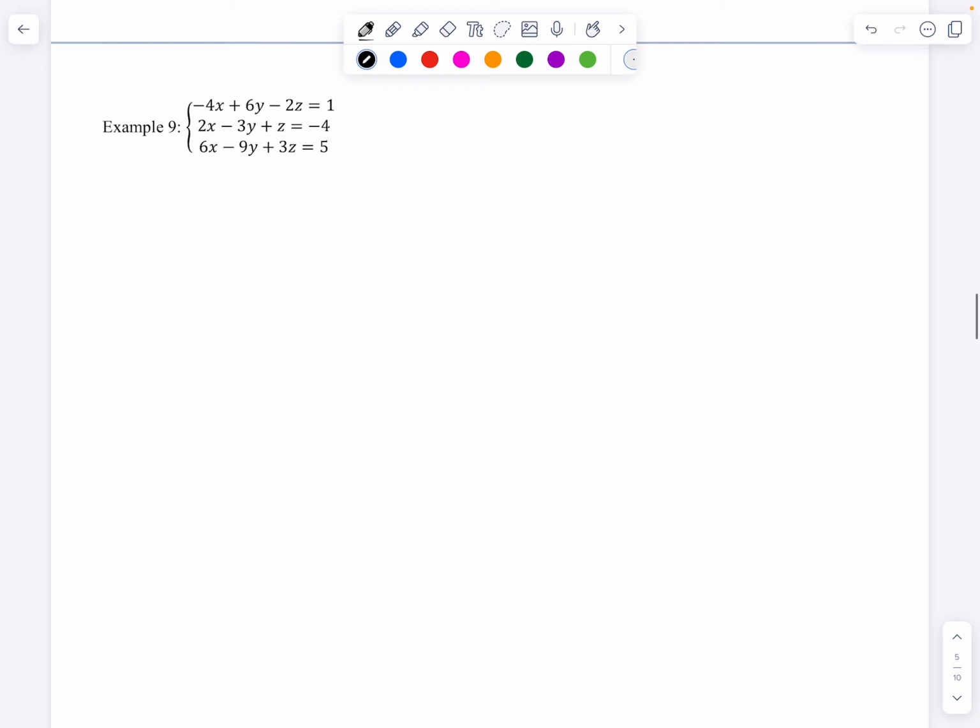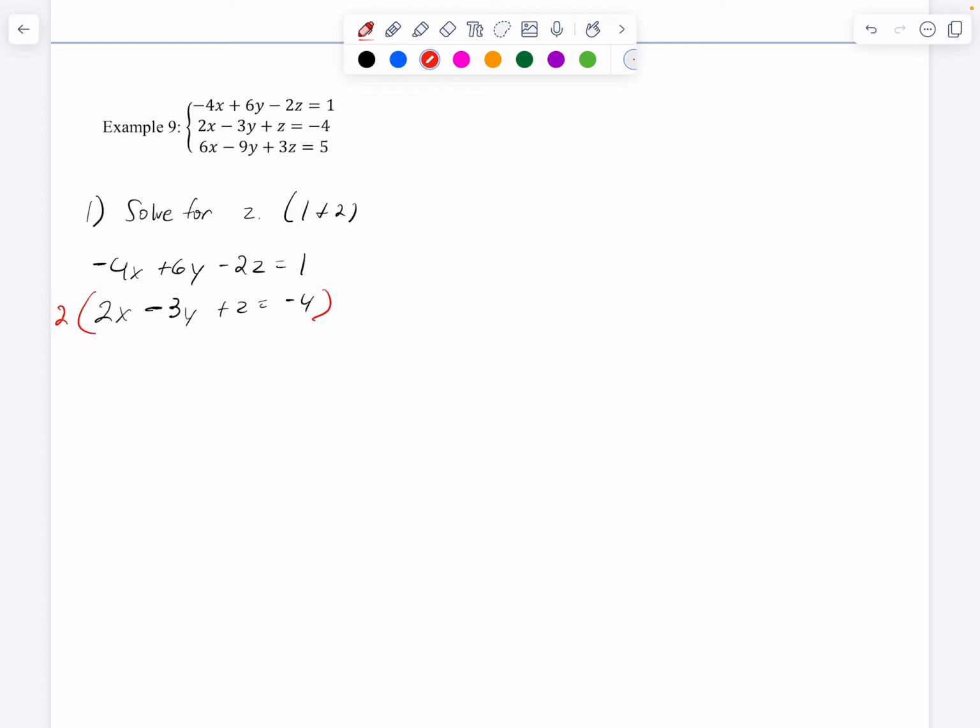Two more. Example 9. All right, so solve for z. We have, using the first two, negative 4x plus 6y minus 2z equals 1. Copy down the second one. I'm going to multiply the second equation by 2, which will give me opposites. So 4x minus 6y plus 2z equals negative 8. And I'm going to go ahead and add. And when I eliminate, everything becomes 0 on the left side, except on the right side it becomes negative 7. So that's a false statement.